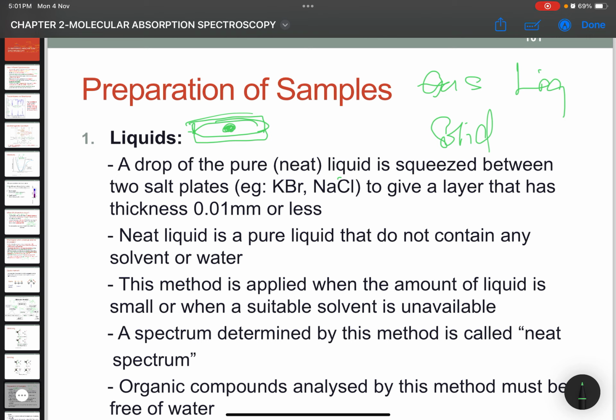For this subtopic, this is quite common concept that you need to know. What is neat liquid? Neat liquid is a pure liquid that does not contain any solvent or water.